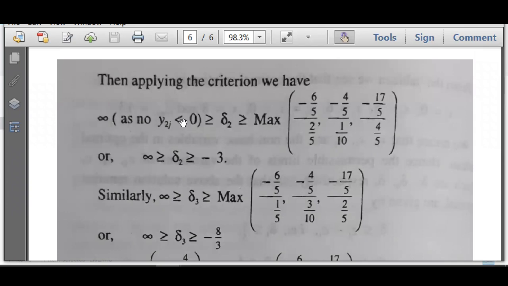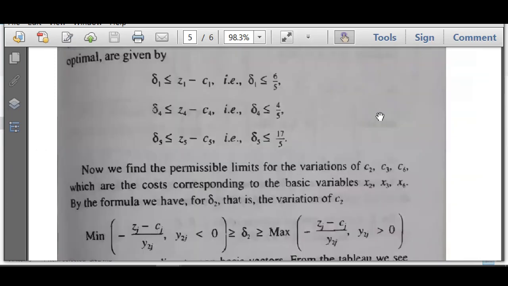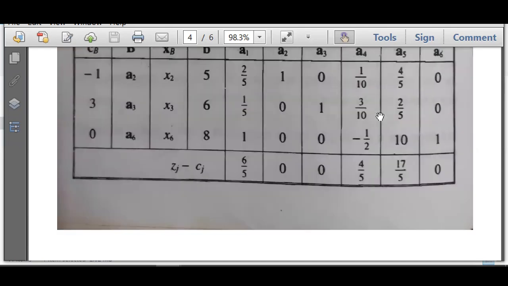Okay. So no y2j, first of all, no y2j less than 0. As I said, this part of the bound will not be coming, so only the max part of it will come. For the max part, we are getting this one: minus 6 by 5, minus 4 by 5, minus 17 by 5. Where are you getting it from? Here: minus 6 by 5, minus 4 by 5, minus 17 by 5.